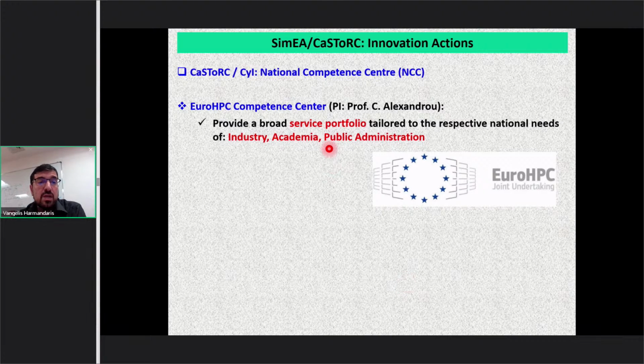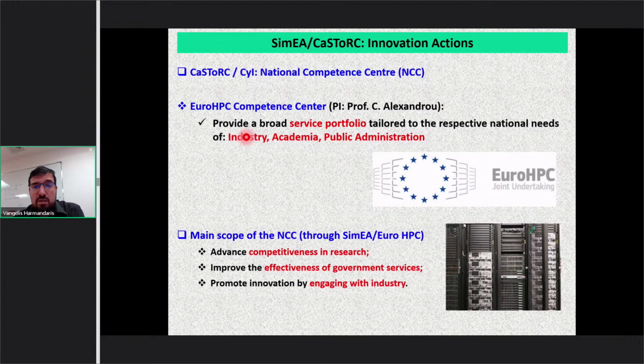Castor C is a national competence center, and EuroHPC is now directly related as part of the EuroHPC joint undertaking. The goal will be to provide a service portfolio for national needs to industry, academia, and the public. And actually, these are also main goals of the SimEA. So there are these coordinated actions between the SimEA and the EuroHPC.